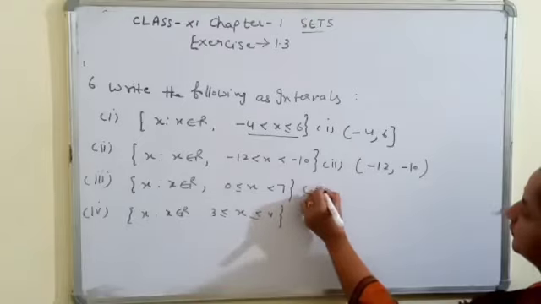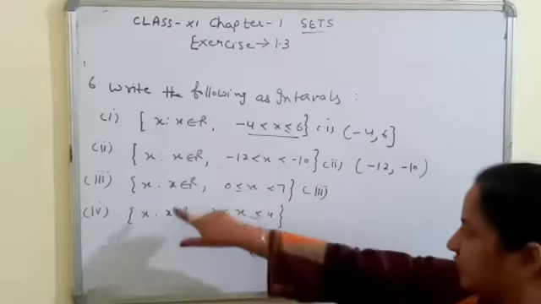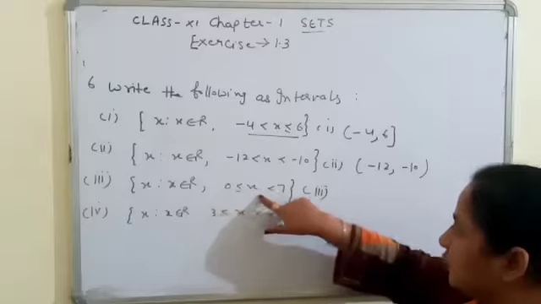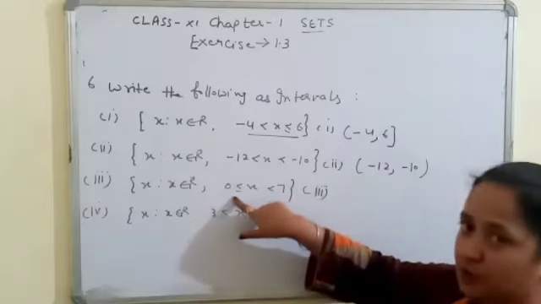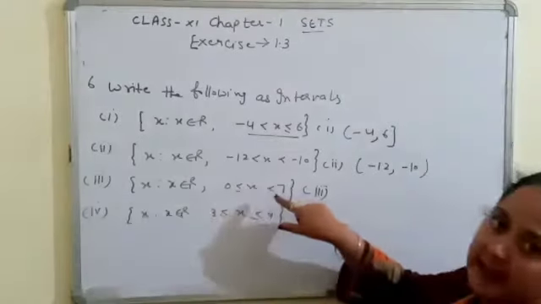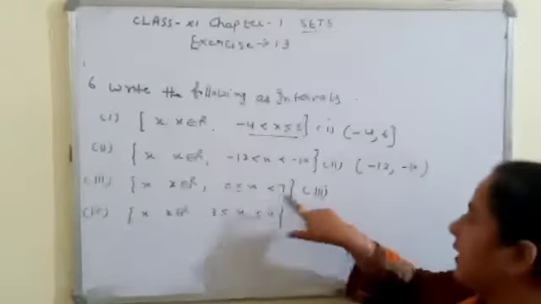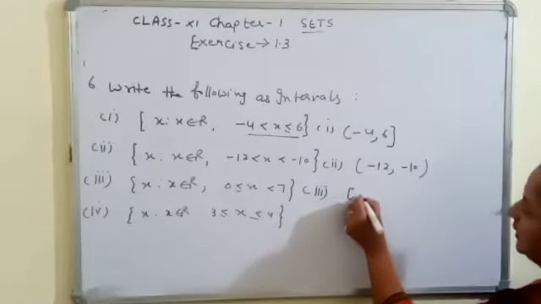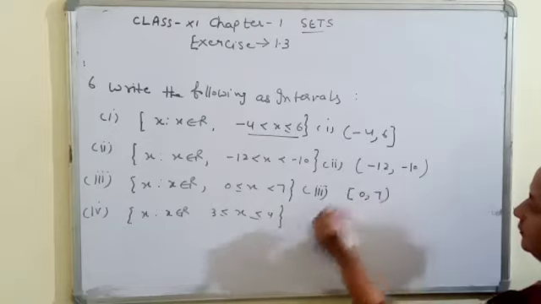Third one is x where x belongs to R, x is greater than or equal to 0 and less than 7. It means it's closed at the left side and open at the right side. So we can write 0 and 7.